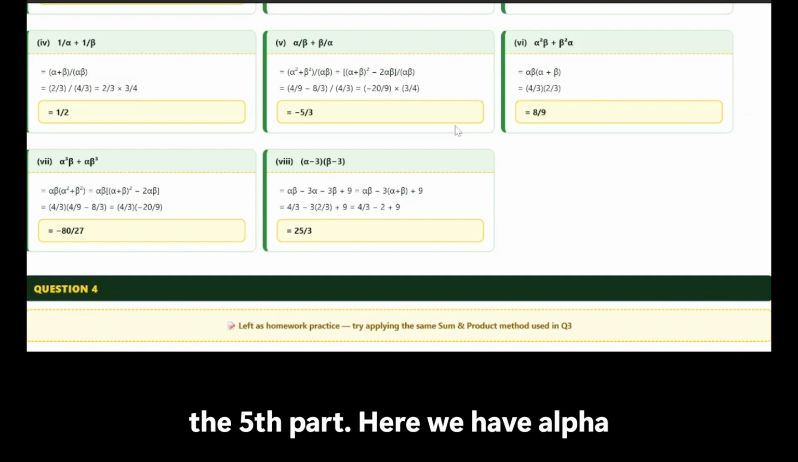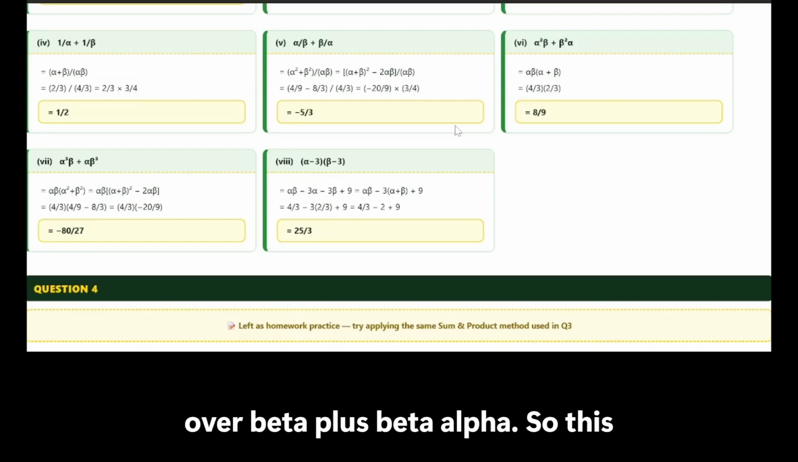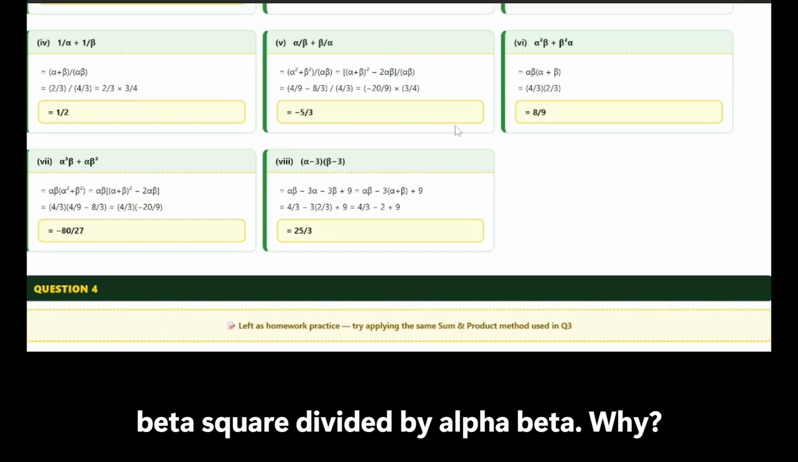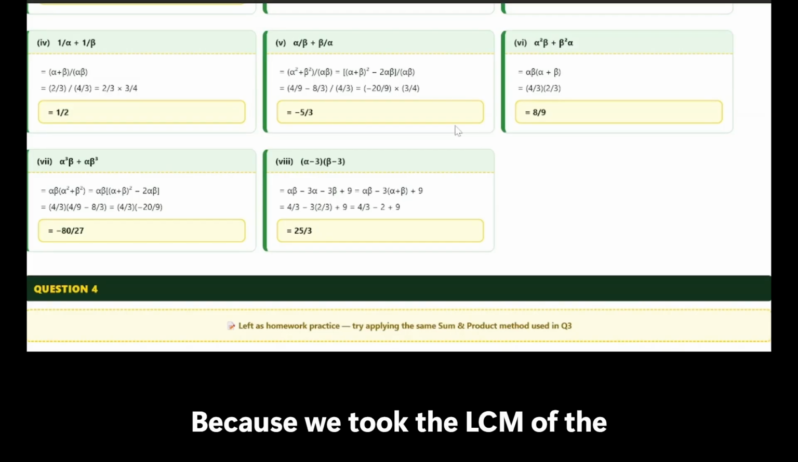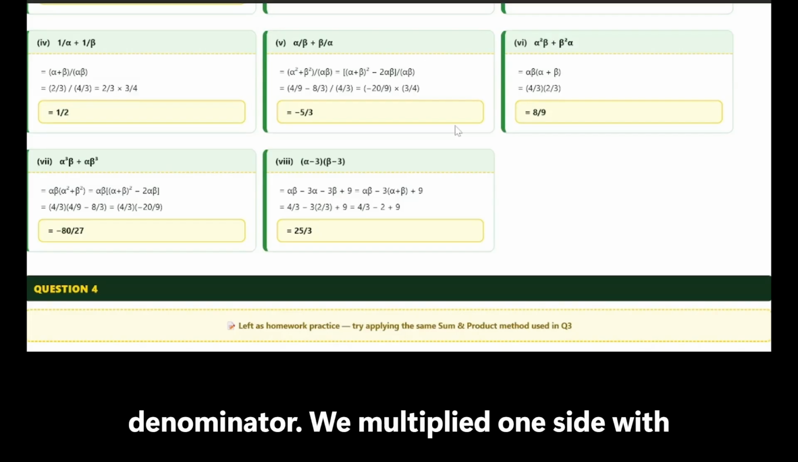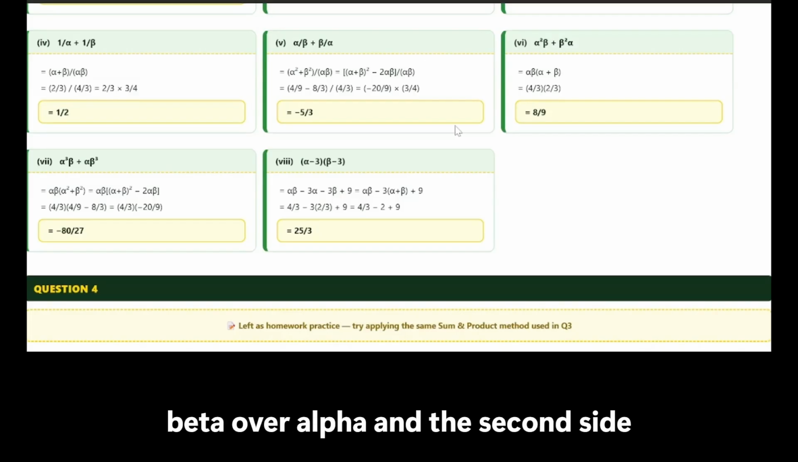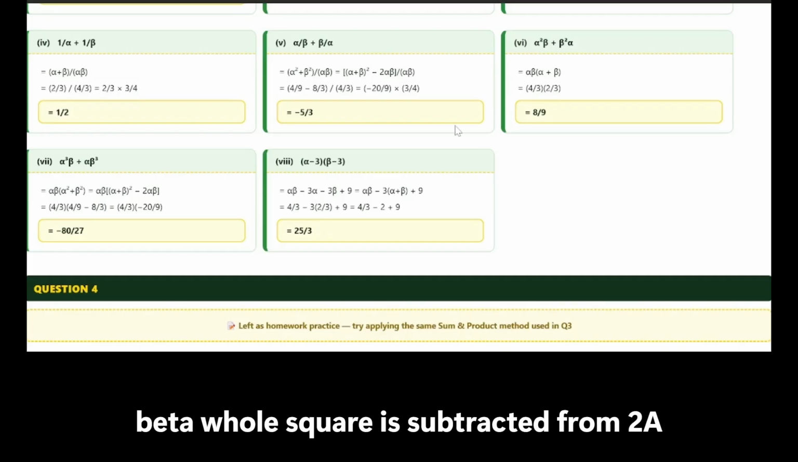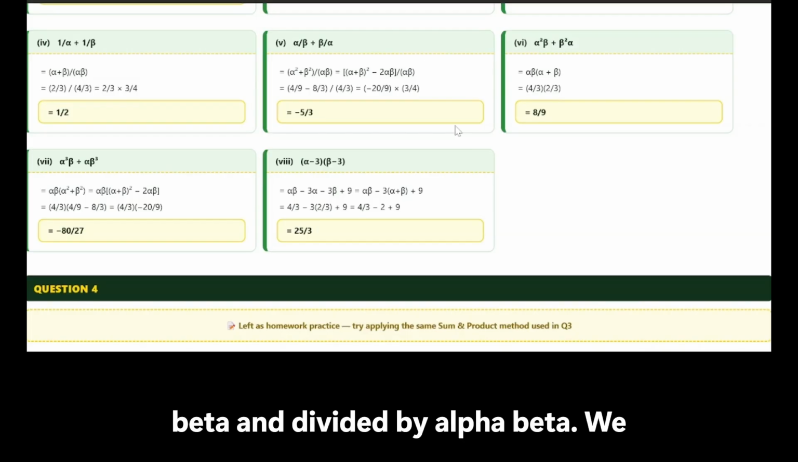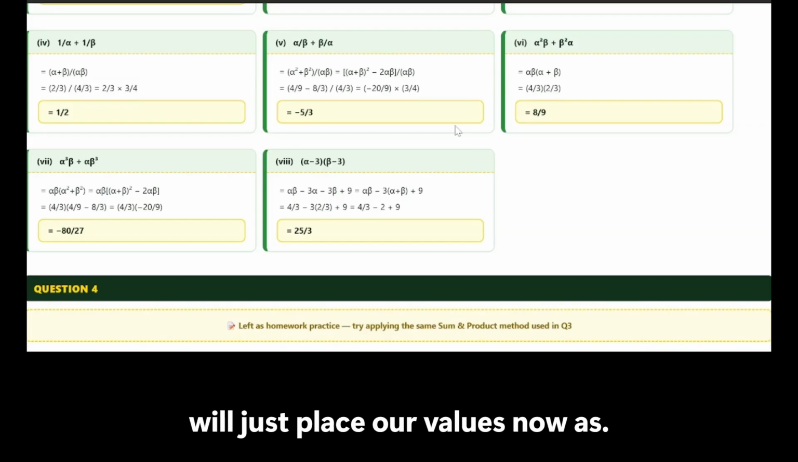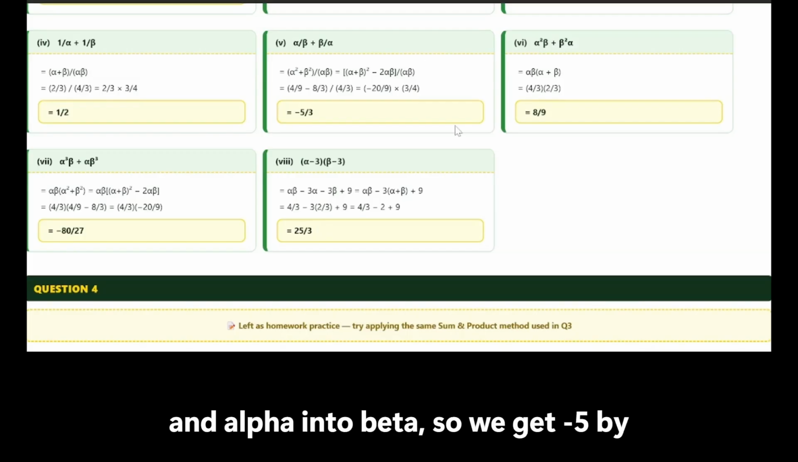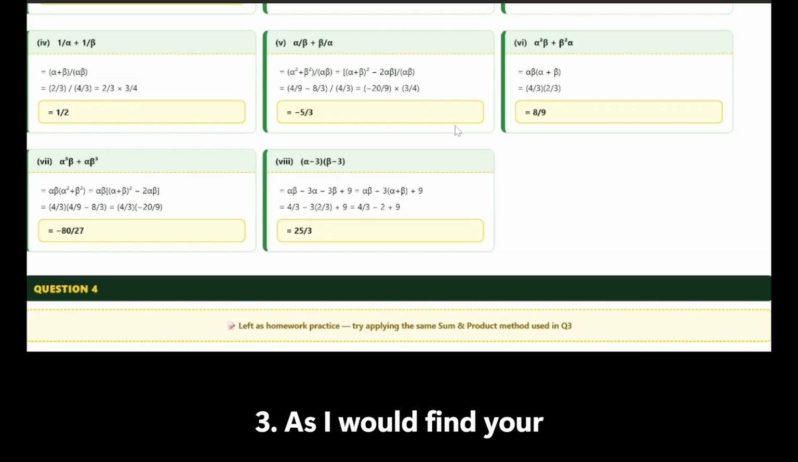Now for the fifth part, here we have alpha over beta plus beta over alpha. So this will be simplified to alpha square plus beta square divided by alpha beta. Why? Because we took the LCM of the denominator. We multiplied one side with beta over beta and the second side with alpha over alpha. Now alpha plus beta whole square is subtracted from 2 alpha beta and divided by alpha beta. We will just place our values now, as we know what alpha plus beta is equal to and alpha into beta. So we get negative 5 by 3 as our final answer.